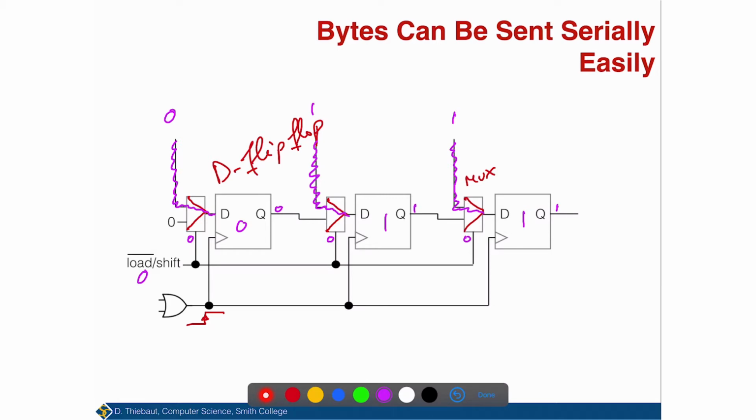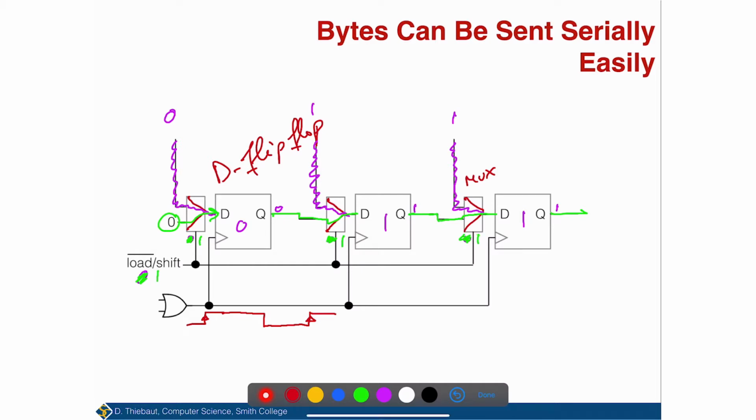So now let's assume that load shift is 1. So that means that there's a 1 here, there's a 1 there, and there's a 1 here. So what is the path? Now this one allows this 0 to go here, allows the Q output to go here, and the Q output of the second flip-flop to go here, and this to go here. So at some point, the clock is going to tick again. And when it ticks a second time, what we see is that it's a green path that will be taken.